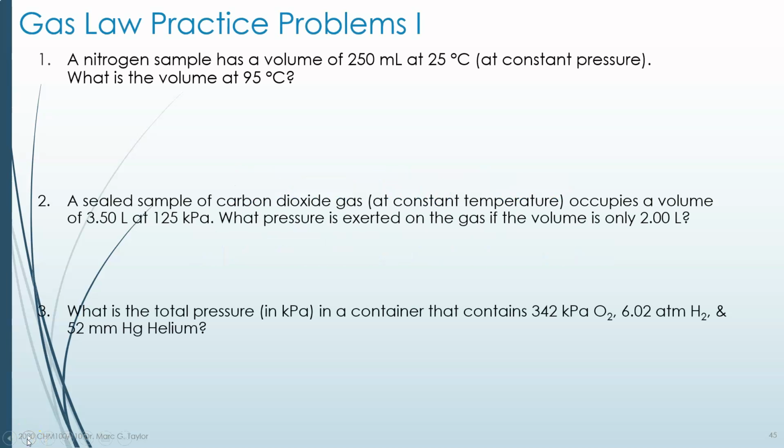So here we have three practice problems. Number one, a nitrogen sample has a volume of 250 milliliters at 25 degrees Celsius at constant pressure. What is the volume at 95 degrees centigrade?